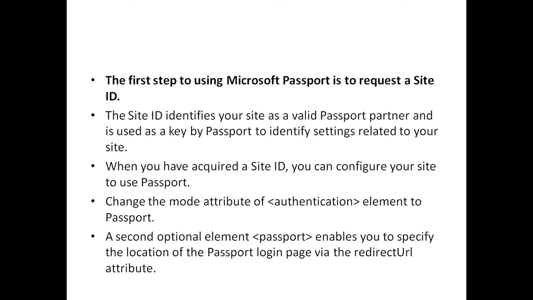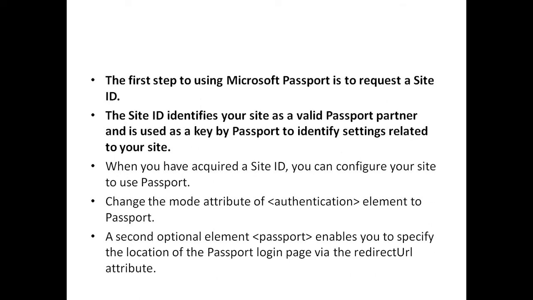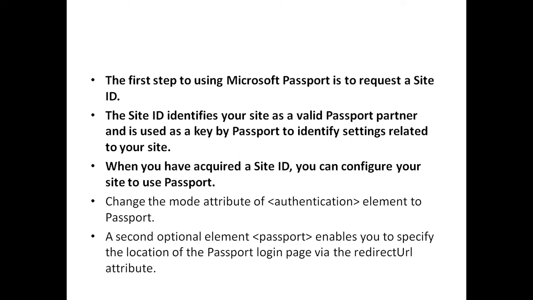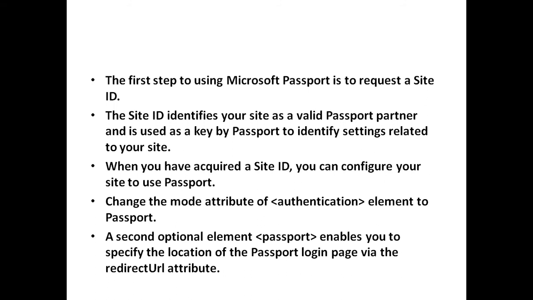The first step to using Microsoft Passport is to request a site ID. The site ID identifies your site as a valid Passport partner and is used as a key by Passport to identify settings related to your site. When you have acquired a site ID, you can configure your site to use Passport. To use Passport authentication, change the mode attribute of the authentication element to Passport. A second optional element, Passport, enables you to specify the location of the Passport login via the redirect URL attribute.